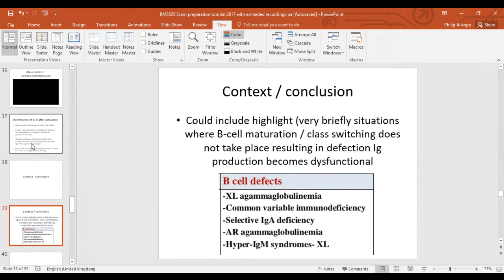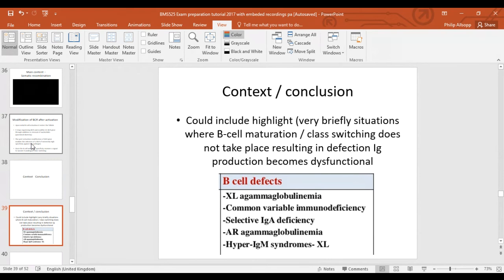Okay. Now, in terms of context and conclusion, again, we're back to this process of, okay, we create a diverse range of antibodies or B cell receptors. How is that important? You could allude to what happens when we don't have sufficient B cell production or B cell receptor production.